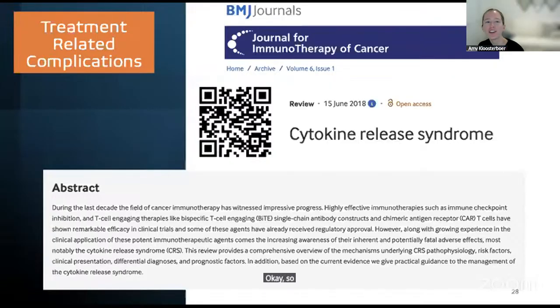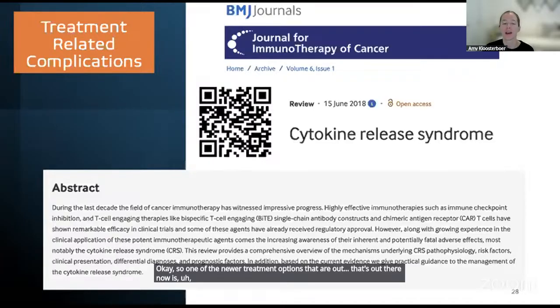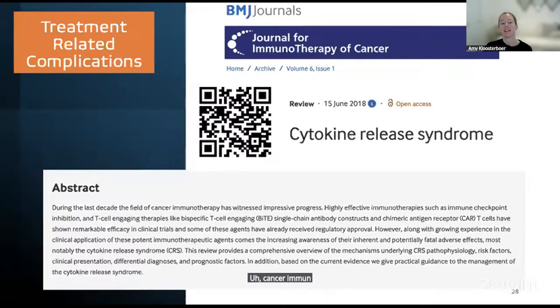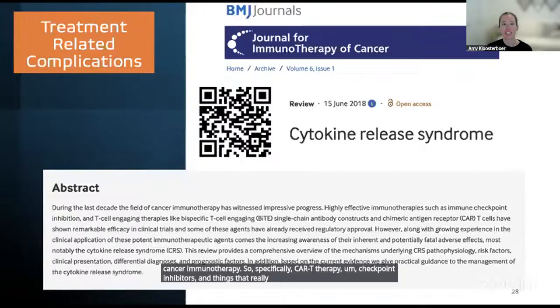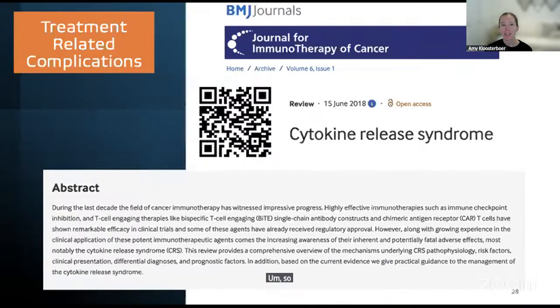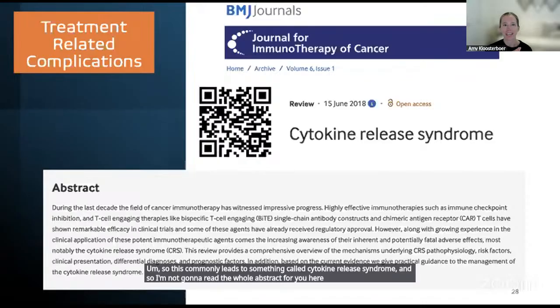Okay, so one of the newer treatment options that's out there now is cancer immunotherapy. So specifically CAR T therapy, checkpoint inhibitors, and things that really engage T cells and lead to an inflammatory state of the body. So this commonly leads to something called cytokine release syndrome. I'm not going to read the whole abstract for you here. You can take a peek at it, or you can access the QR code, and this leads to a really great review article about cytokine release syndrome.